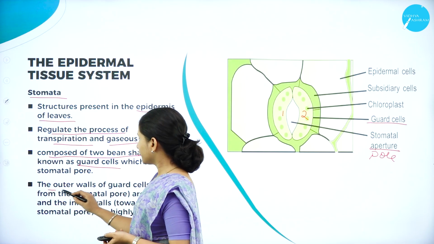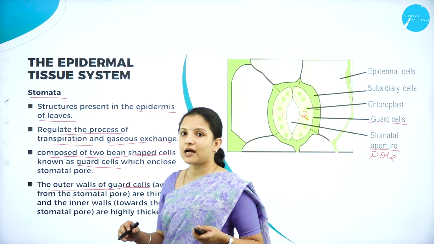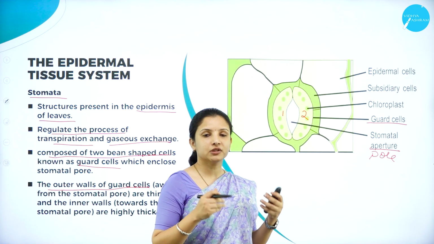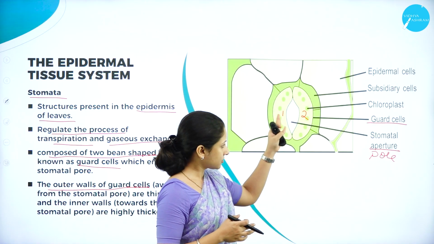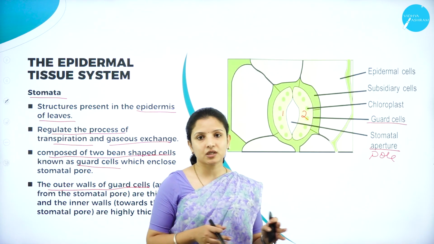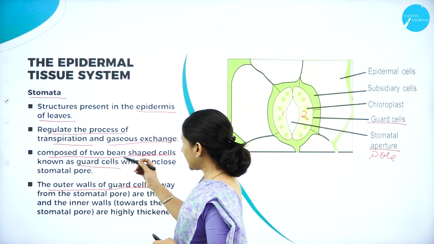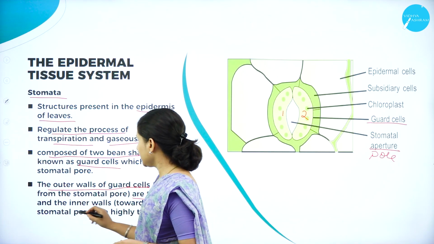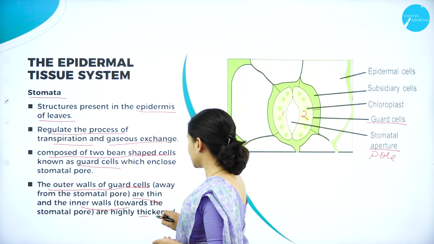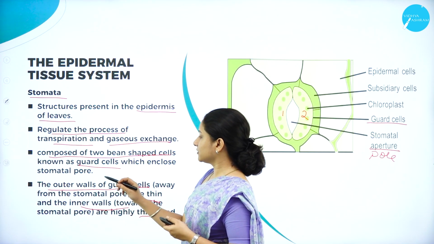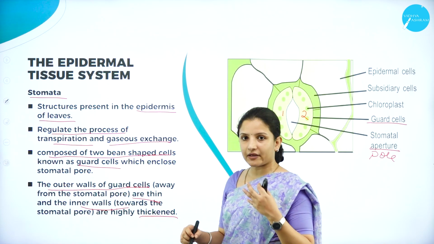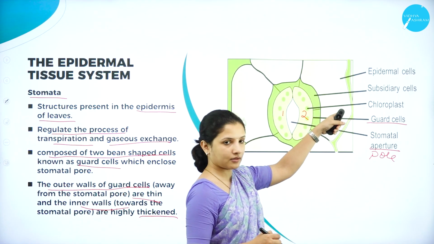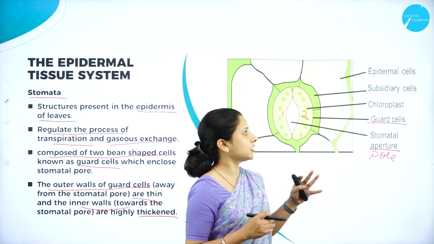And the outer walls of the guard cell. So what is this guard cell? As I told you, these are the two bean-shaped structures that form the stomatal apparatus. The outer walls of the guard cells, which are away from the stomatal pore, are very thin, and the inner wall is very thick, highly thickened.